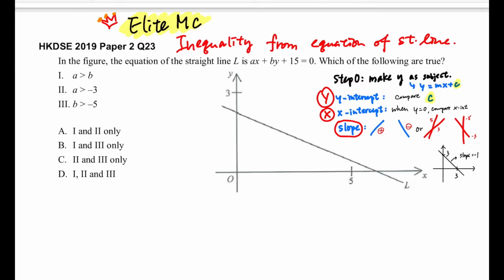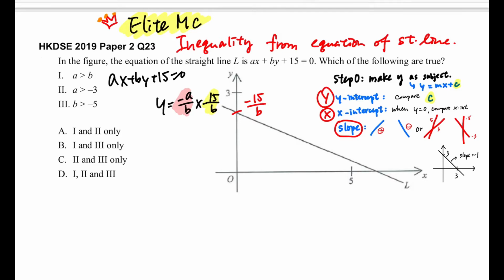you look for the y-intercept and also m for the slope, for comparing those inequalities. Step 1, make y the subject. ax plus by plus 15 equals 0, y equals negative a over b, x minus 15 over b. M is the slope, so we can see negative a over b will be the slope. And what about the y-intercept? The y-intercept will be negative 15 over b. So we can mark it in the graph directly, this point for the y-intercept, that will be negative 15 over b.